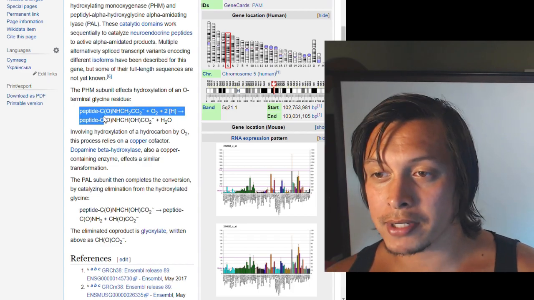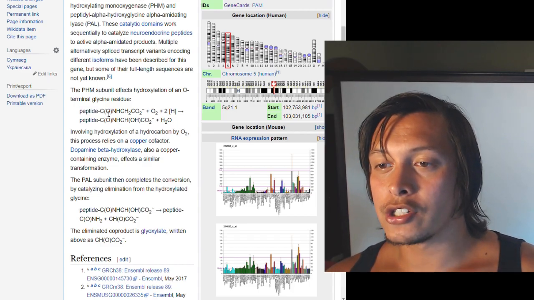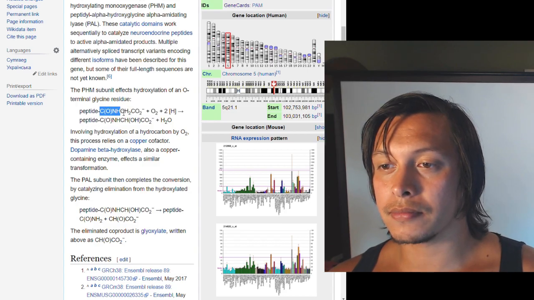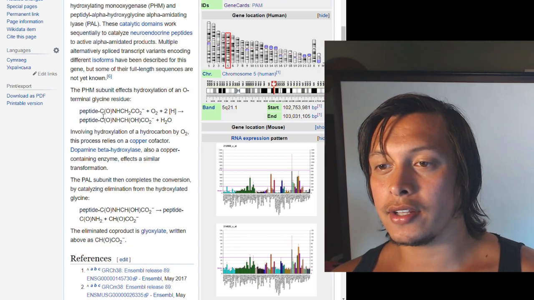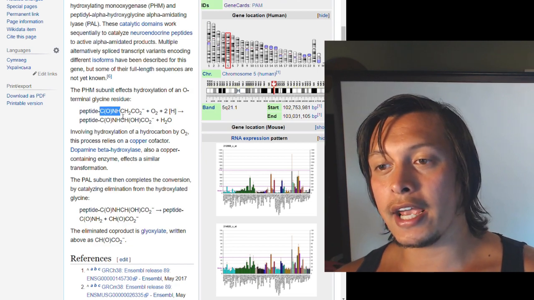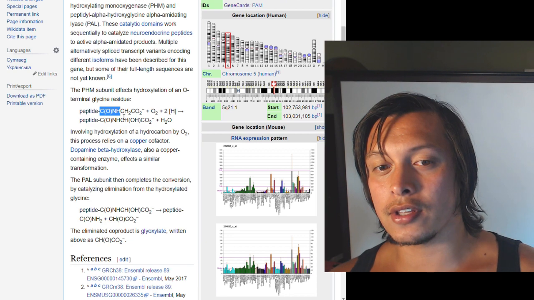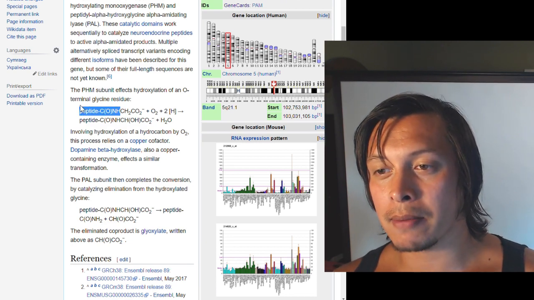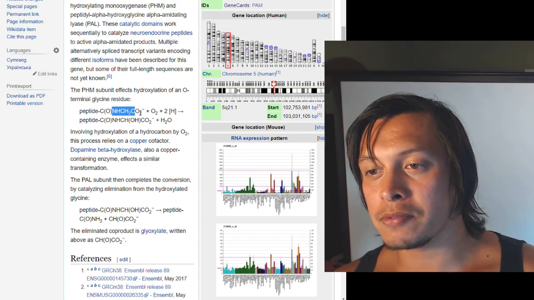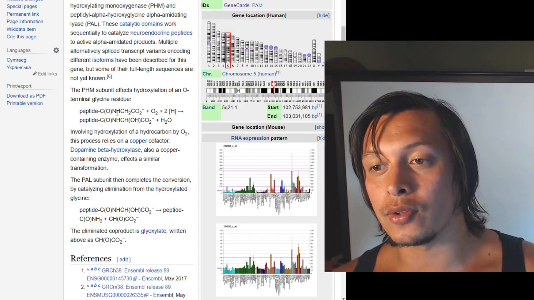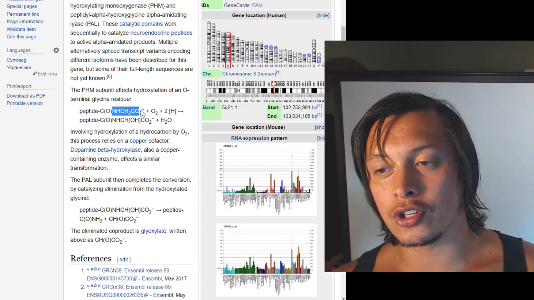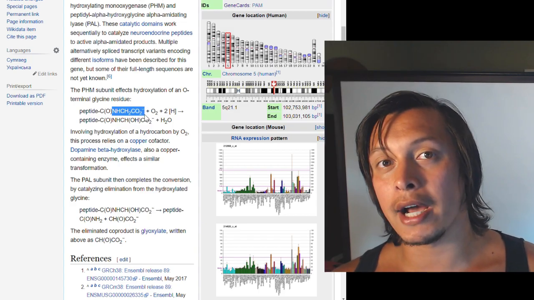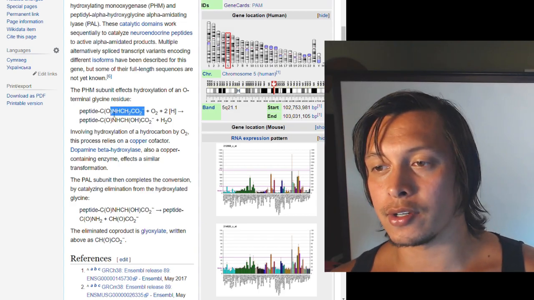So we have a peptide, and here's the peptide, and here the CONH. This is the amide group between the rest of the peptide, and this part is the glycine, so the NHCH2CO2 minus. This is the glycine group.